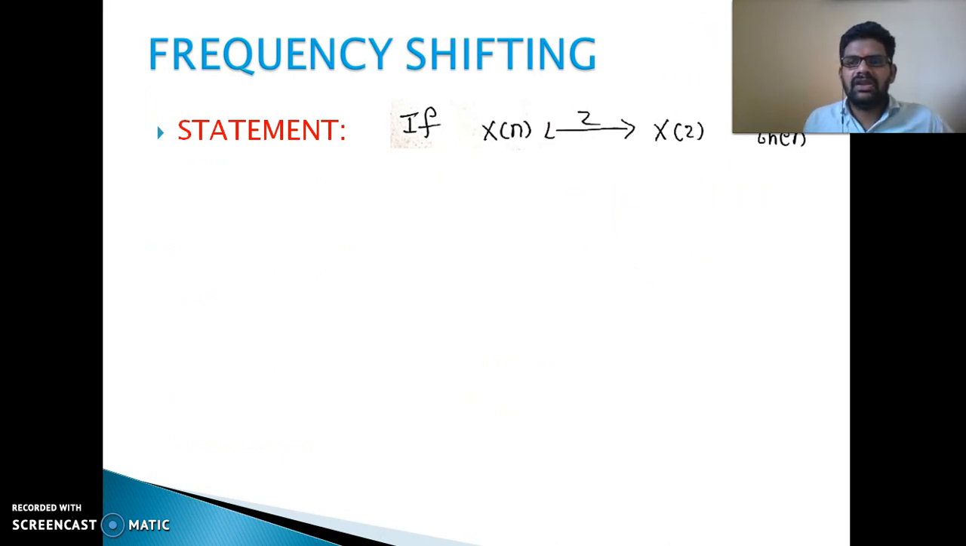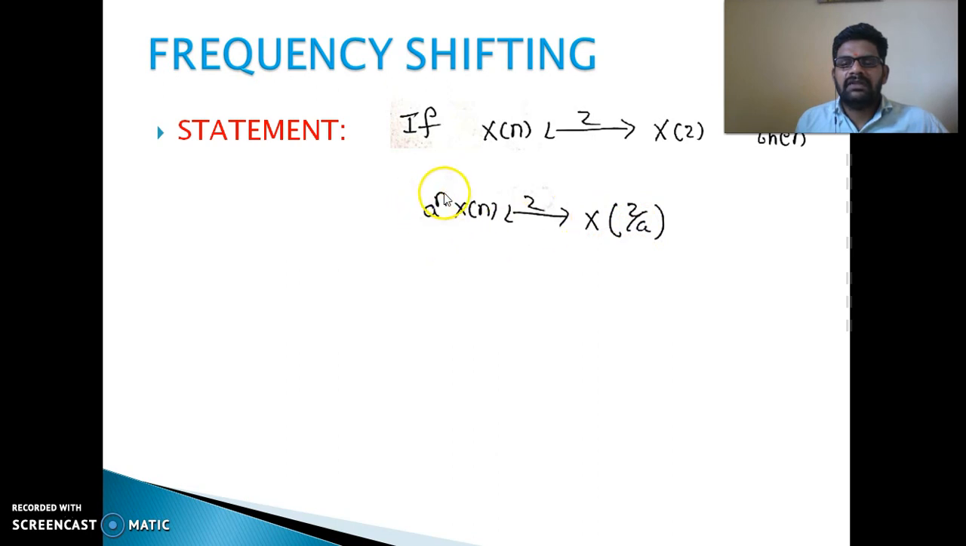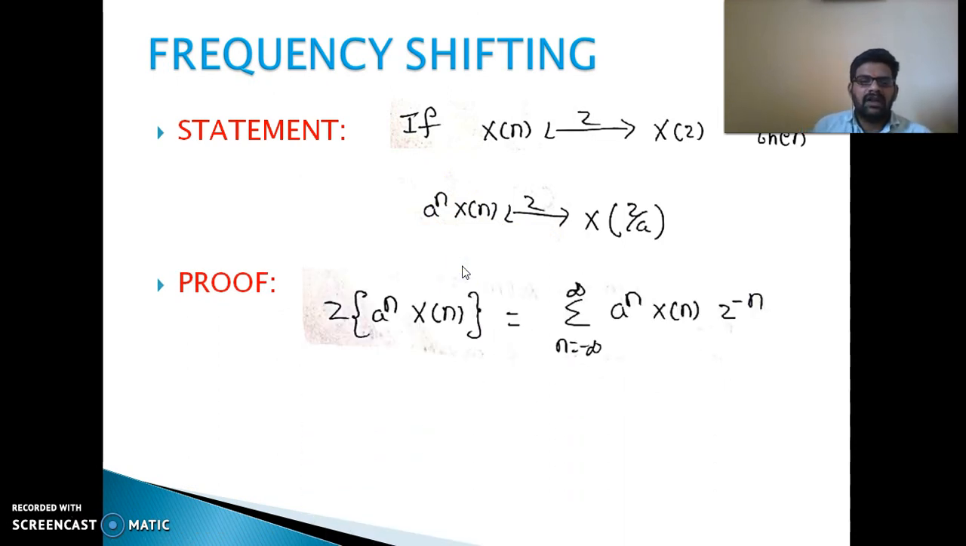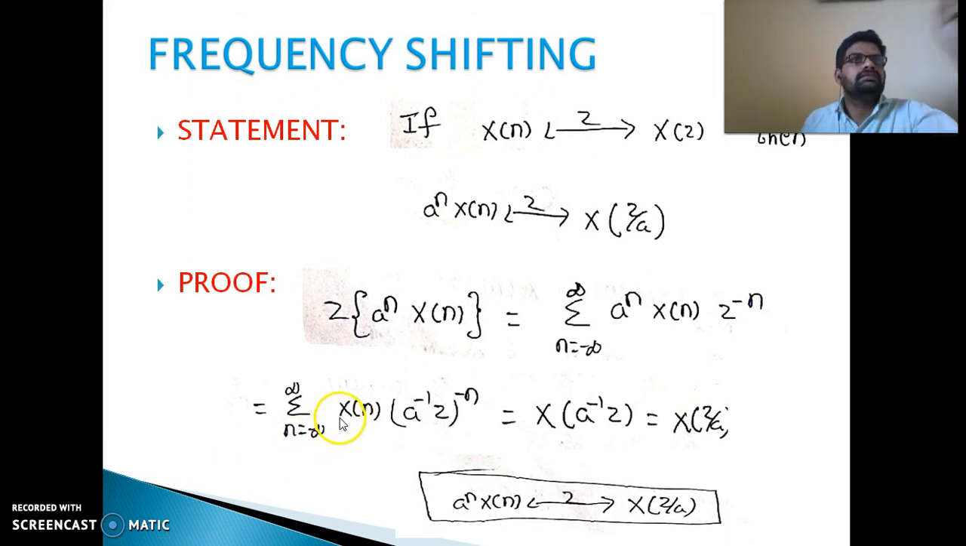Next, the frequency shifting property. If x(n) is a Z transform pair with X(z), then a power n x(n) is a pair with X(z by a). This scaling happens if you multiply by a constant power n in the time domain. Proof. Z of a power n x(n) is equal to the sum from n equal to minus infinity to plus infinity of a power n x(n) z power minus n. So the sum of x(n) times (a inverse z) whole power minus n, and you can group a inverse z together. So it is equal to X(a inverse z), nothing but X(z by a). Hence it is proved.